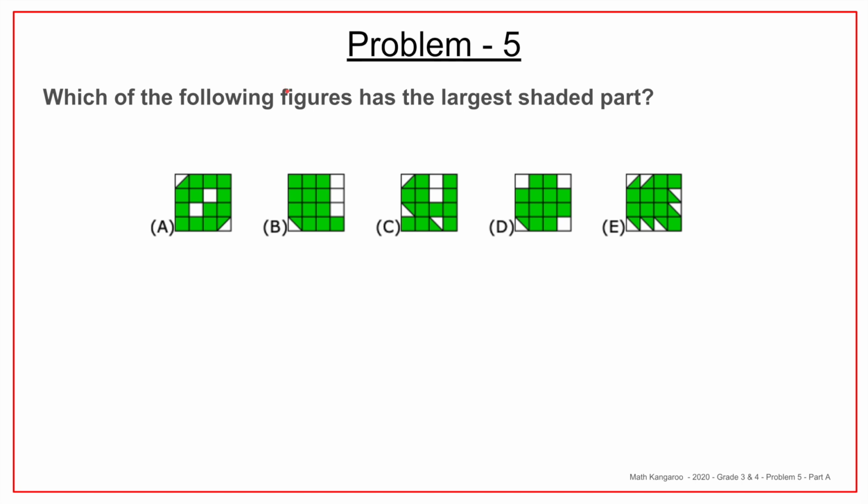Problem 5. Which of the following figures has the largest shaded part? And these are our options. Instead of counting the largest shaded parts, let's count the unshaded parts, since they are easiest to calculate. So for option A, we have half and half, 1, 2, 3. So we make it a total of 3 in here. Here we have 3 full squares and a half. We have 2 full, 3 and a half.